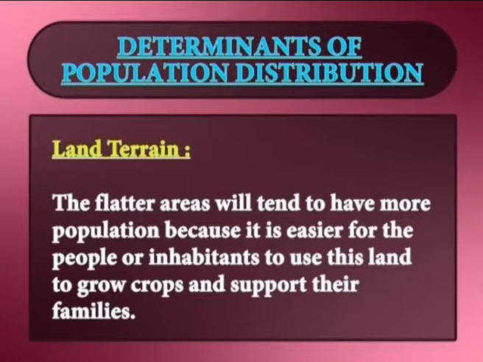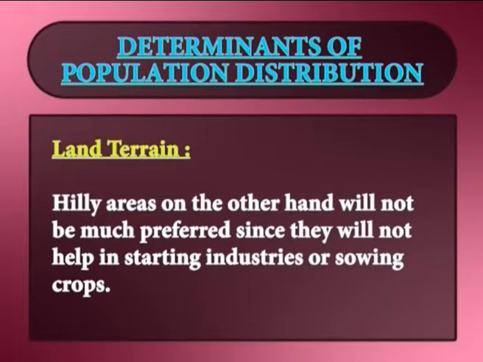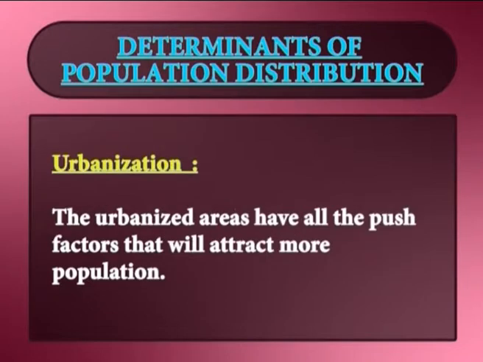Land terrain. The flatter areas will tend to have more population because it is easier for inhabitants to use this land to grow crops and support their families. Hilly areas, on the other hand, will not be much preferred since they will not help in starting industries or sowing crops.